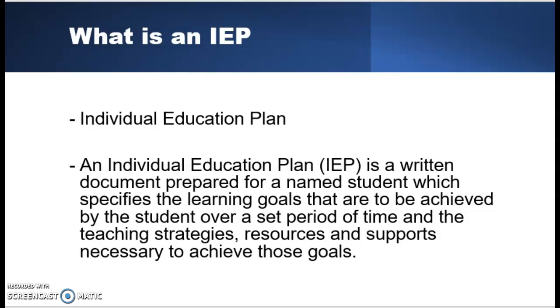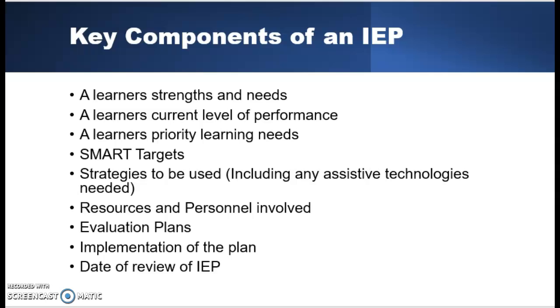An IEP should implement the specific goals of the learner and cater for the specific needs, resources, and personnel of the individual. It is a collaborative process with many personnel needed to ensure the successful implementation of the plan. The key components of an IEP are a learner's strengths and needs, a learner's current level of performance, a learner's priority learning needs, SMART targets, strategies to be used, including any assistive technologies needed, resources and personnel involved, evaluation plans, implementation of the plan, and the date of review of the IEP.